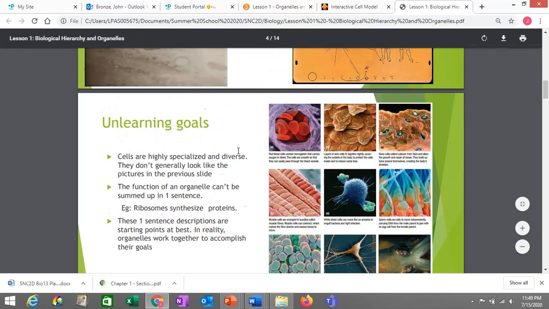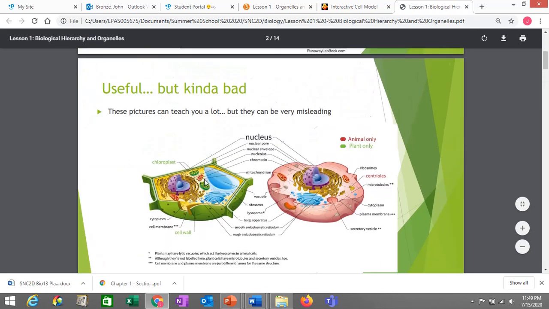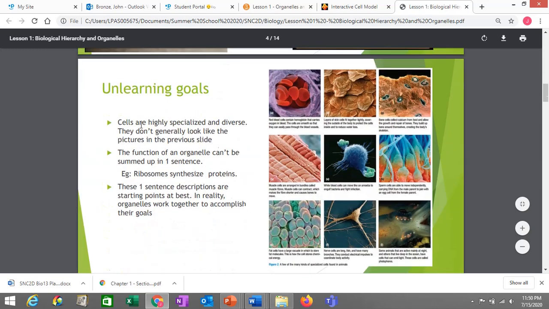So I want you to get rid of the idea that cells look like this, and to understand that cells are highly specialized and diverse. They don't look like those pictures. And I want you to understand that the function of an organelle can't be summed up in one sentence. So when you say ribosomes synthesize proteins, yeah, that's a good start, right? That's kind of useful. But don't think that that's just it. Things are usually more complicated than that. And if there's one thing I can teach you in this entire course, it's that biology is messy, and it's usually more complicated than that. So, right, let's continue.